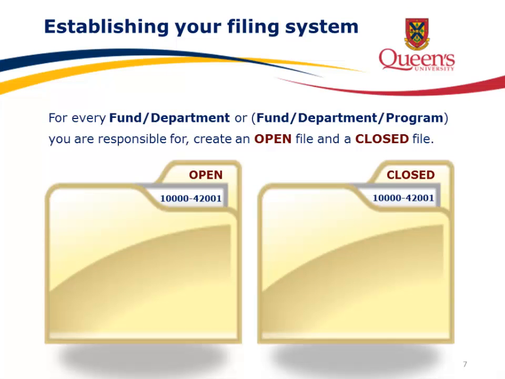Establishing your filing system. For every fund department or fund department program you are responsible for, create two file folders, an open file and a closed file. Most administrators choose to use physical file folders. However, these could be established as electronic folders if you choose to scan all paperwork. In this example, an open and closed file has been created for Fund 10,000, Department 42001.